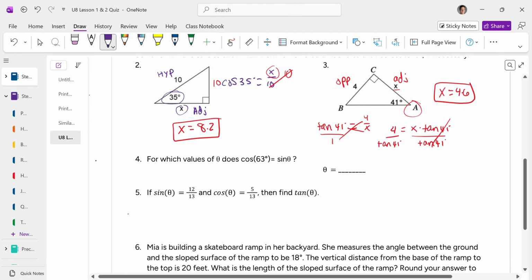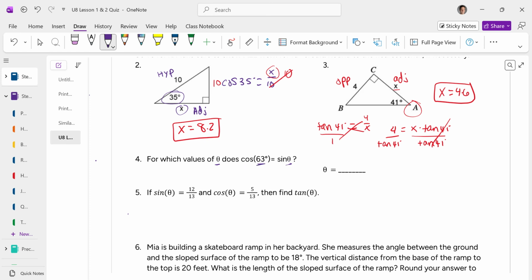All right, next we'll do 4 and 5 together. 4 is pretty quick. For which values of theta, that's our angle, does cosine of 63 equal sine of theta? If you remember, in a triangle, as long as your angles add to 90 degrees, the cosine of one angle will equal the sine of the other angle. So the only way this can be true is if our two angles add to 90.